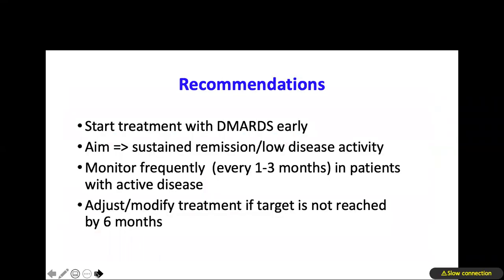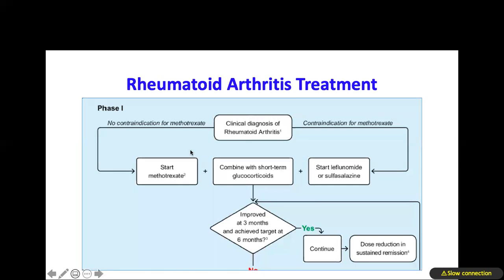So the main thing that you need to remember is start with disease modifying drugs early. Start methotrexate if there is no contraindication. You want to achieve low disease activity, monitor the patient every 3 months, and modify treatment if disease remission is not achieved.